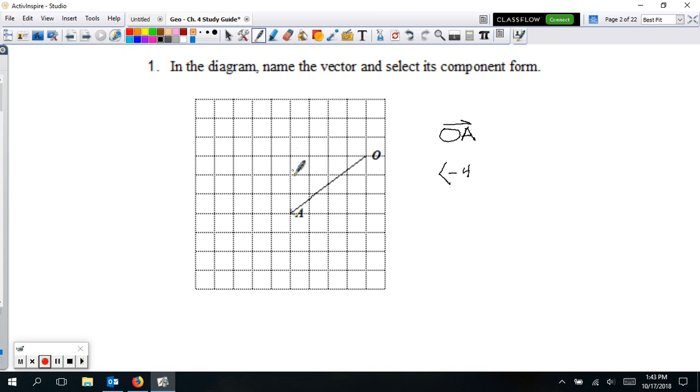Then the vertical change is going down 3. So we're going to go left 4 and then down 3. So then we just say comma -3, and then we close off the vector with that V-shaped parenthesis. And there's the component form. So naming the vector and its component form.